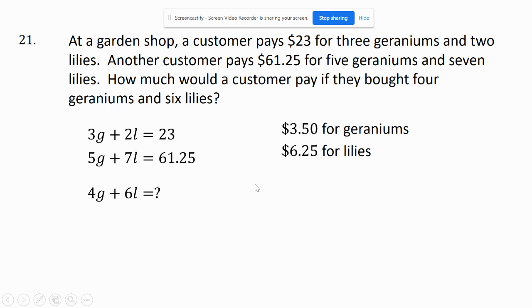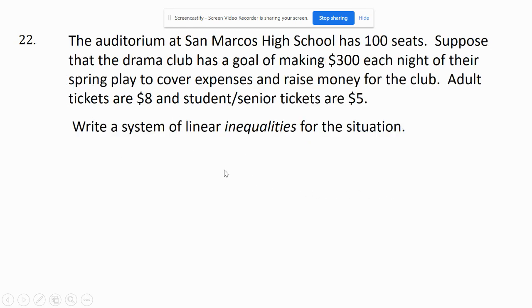So basically, to find out how much they paid for 4 and 6, take 4 times the 3.50 and 6 times the 6.25, and that equals the 51.50 would be the answer for this one. Like I said, I would probably go to a 2 by 2 matrix like we just talked about on those other problems.